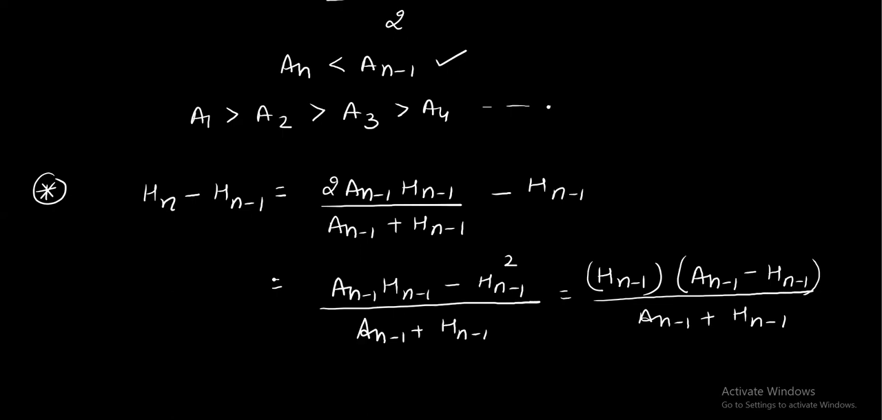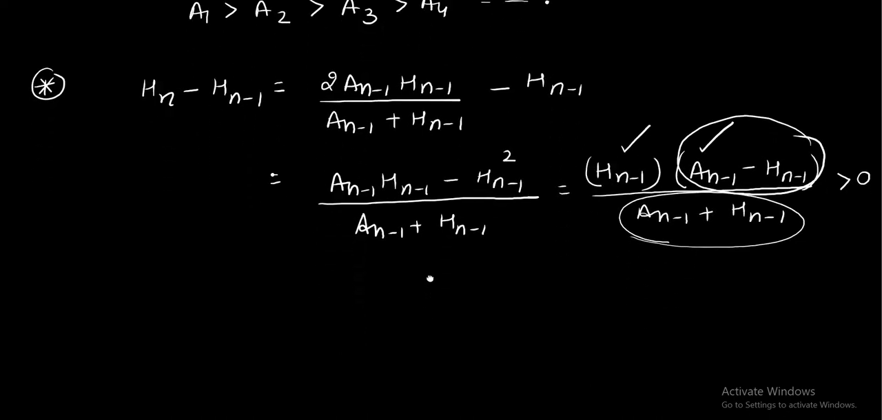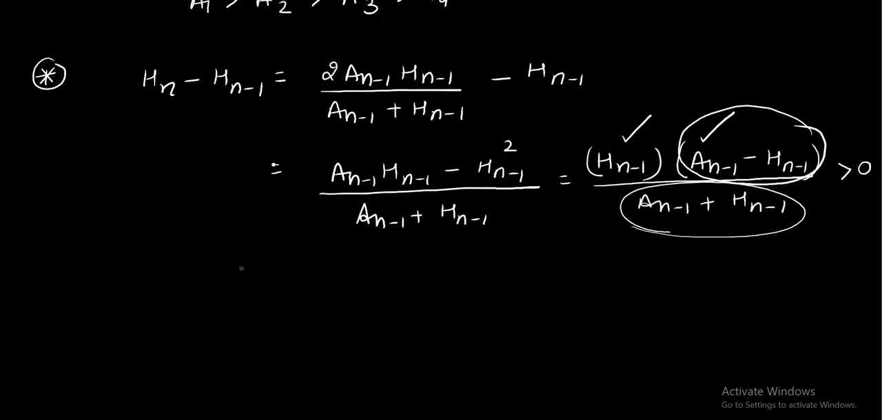Because we are talking about positive real numbers, their arithmetic mean, harmonic mean, geometric mean, everything is going to be positive. So I can say hn minus 1 is going to be positive. Further, arithmetic mean is greater than the harmonic mean. That's why this expression is also going to be positive. The denominator is already a positive quantity. So the whole quantity is going to be greater than 0. Now because this turns out to be greater than 0, I can say that hn is going to be greater than hn minus 1.